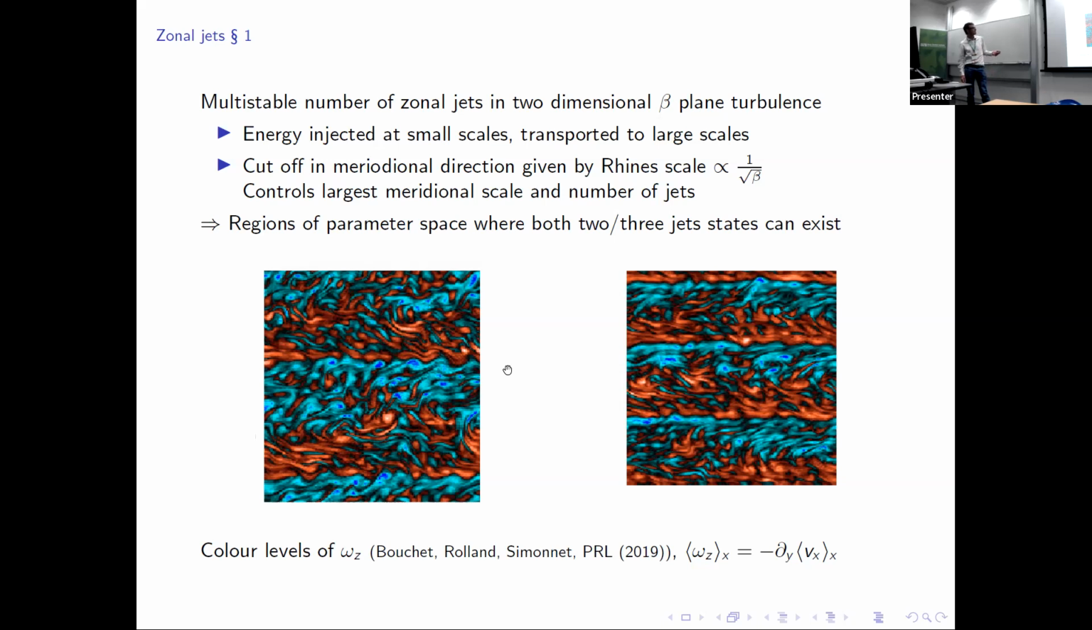three-jet state. So you have this kind of bistable behavior for 2D turbulence, and this has been proposed as a model for, let's say, the Jovian jets, if you neglect any depth effects. So that's the first example.